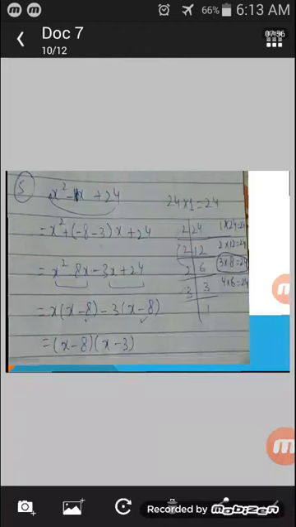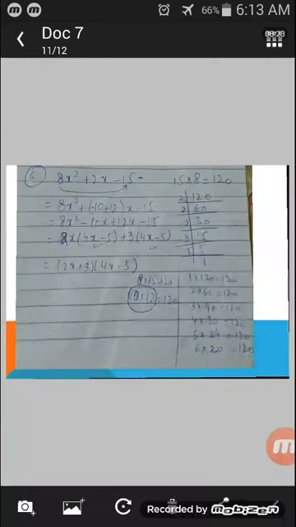The first two terms are combined and the second two terms are combined. Take x common from the first two terms, then it remains x minus 8, and minus 3 common from the third and fourth terms, and we will get x minus 8. So x minus 8 will be common from this expression, and we are left with x minus 3. So x minus 8 into x minus 3 is the answer.